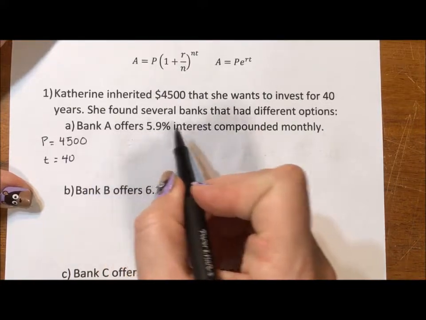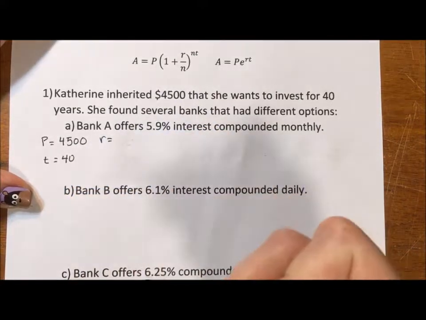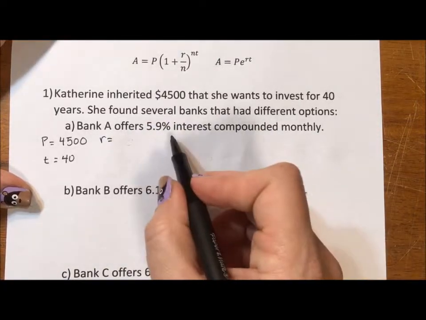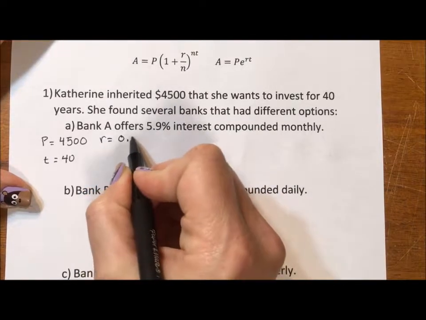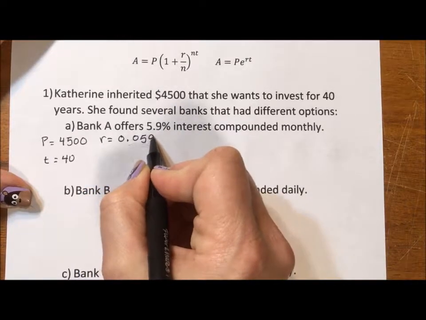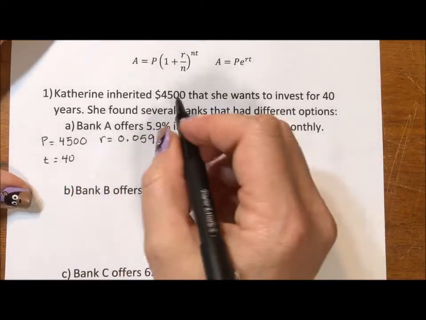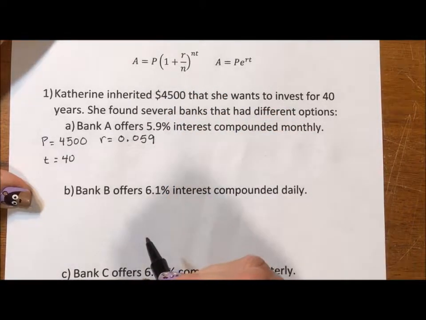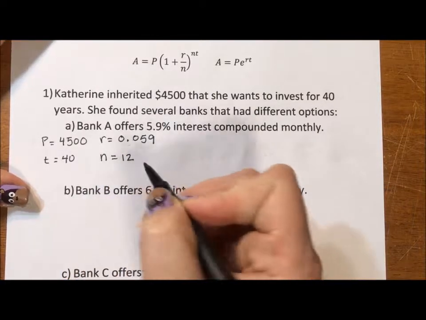Our first bank has 5.9% interest. That doesn't mean she gets that every month. It means that's the yearly interest. 5.9% we need to turn into a decimal, so we divide it by 100 to get 0.059. And then compounded monthly, this N stands for the number of times we compound each year. So in this case, monthly, there are 12 months a year.